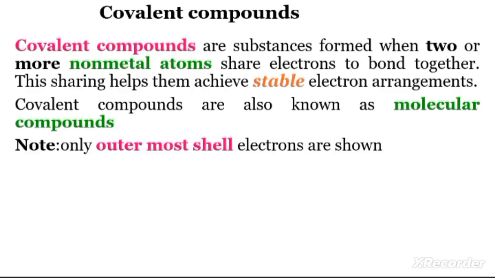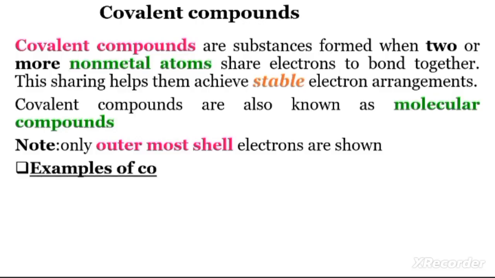Take note, on the electrons in the outermost shell, or the electrons in the last shell, are shown. And these electrons in the last shell are the ones involved in the process of sharing, so that covalent compounds can be formed.